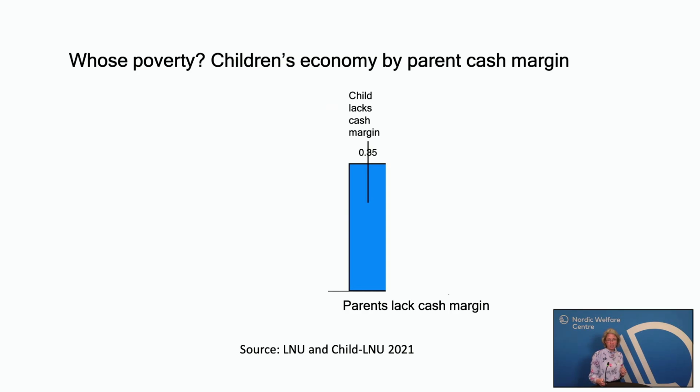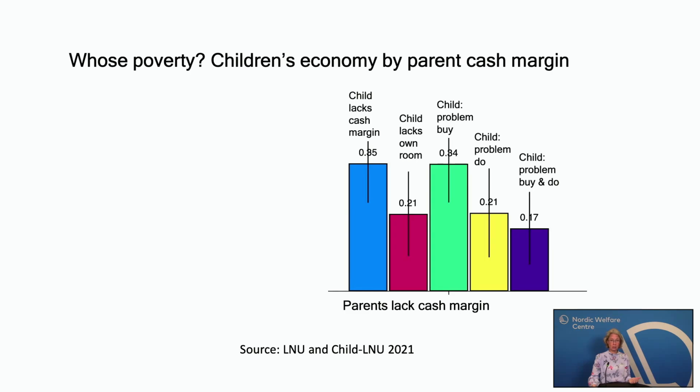And this also, I'll try to go through this quickly. Looking at showing why it's important to measure children's economy and not only parents' economy. So here we look at those parents who lack a cash margin. These are only parents who lack a cash margin, and then we study how many of those kids, the kids of those parents, lack a cash margin themselves. Of course, very different sizes of cash margins, but still. We see that 35% of the children of parents who lack cash margin also lack cash margin. So around a third of those kids do that.